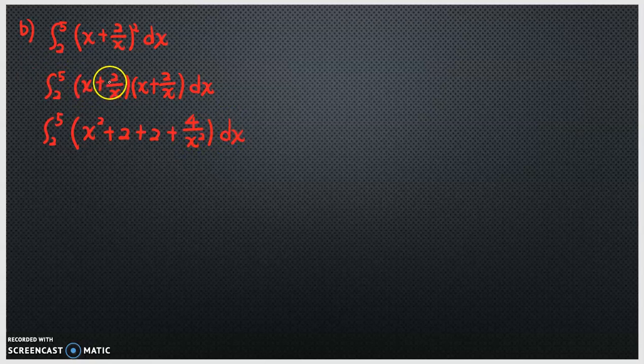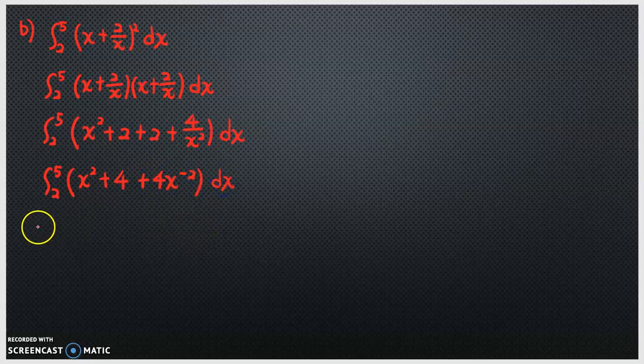We check: x times x, x squared, okay. x times 2 over x is 2. Then 2 over x times x is 2. Finally, 2 over x times 2 over x is 4 over x squared. So I try to simplify: integration from 2 to 5 of x squared plus 4, plus 4x to the power of negative 2.